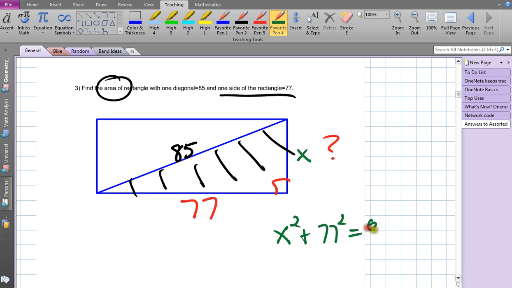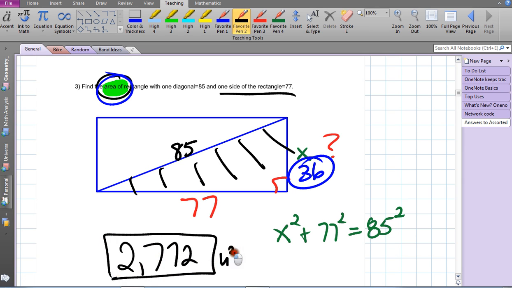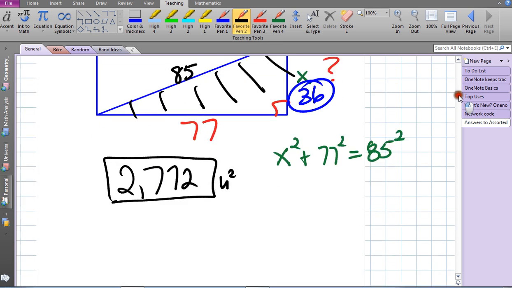Hopefully you understand why Pythagoras works and in what situations it works in. It works for right triangles. In this case, I'm going to go 85 squared, and I'm going to subtract 77 squared. When I take the square root of that number, I get a nice whole number. Lucky us, that is 36. Again, we're trying to find the area. What's the area of a rectangle? It's length times width. So 36 times 77 is 2,772 units squared. All right, let's do number 4.